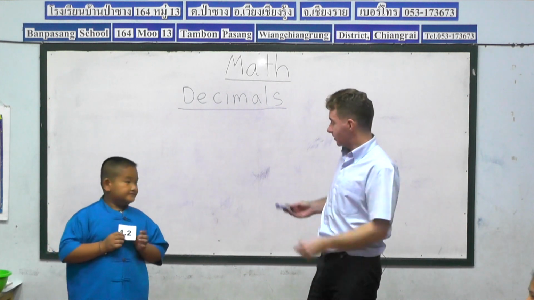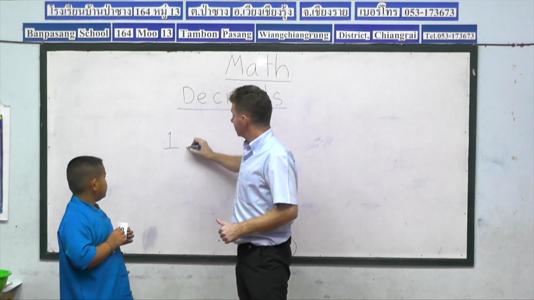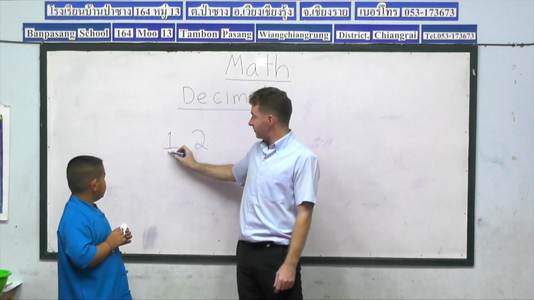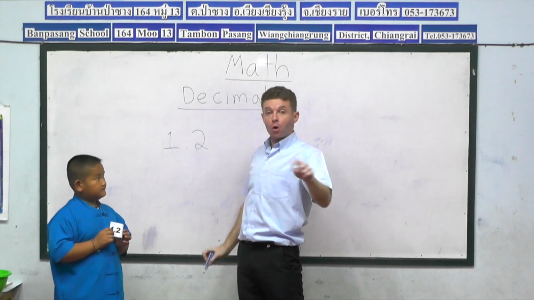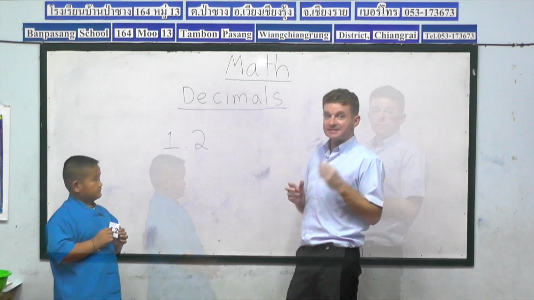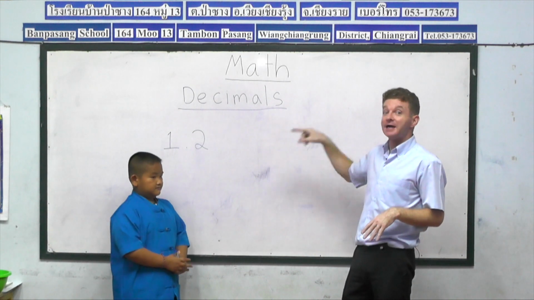1.2. Okay, so let me write that mixed decimal on the board. 1.2. Now remember, to the left of the decimal point is the whole number. To the right of the decimal point is the decimal. So now Net will demonstrate how to write this mixed decimal as a diagram.